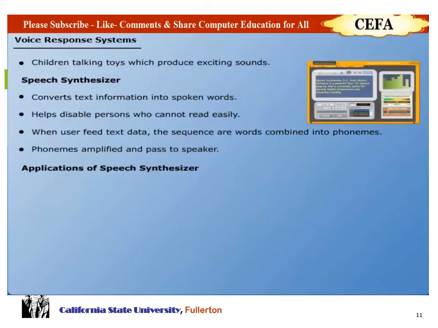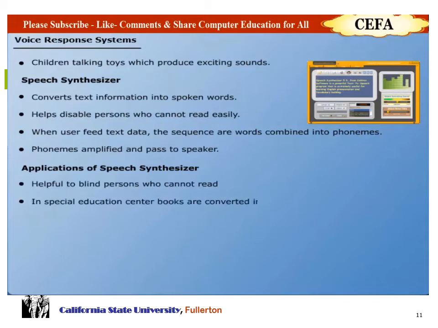Applications of speech synthesizer. A speech synthesizer is especially helpful for blind people who cannot read. In the special education sector, study material or a book is presented to the blind person using a speech synthesizer. In this way, it becomes very easy for the blind person to get updated knowledge or information.